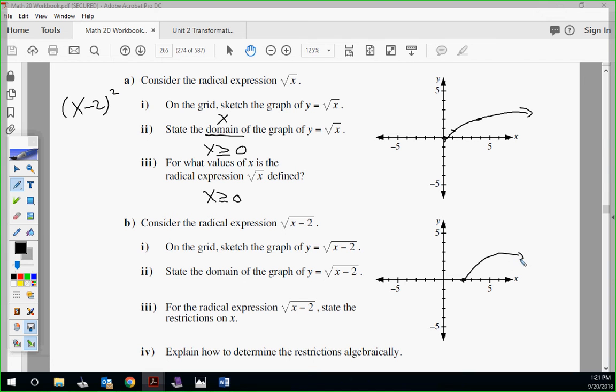So a negative is actually a shift right. If we change this to x plus 2, it'd be left. Why? Think about it: if I put in -2 to this, what's -2 plus 2? 0. Boom, which is where we're at. So it's the shift. The shift's not important right now for you guys. That comes later, but it's nice for you to see that.